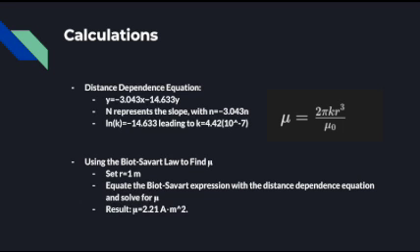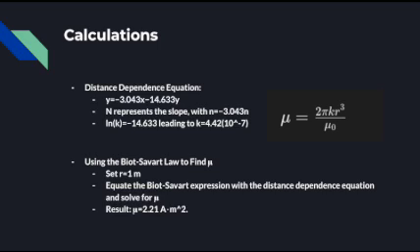These are my calculations for the distance-dependent equation. My fit was y equals negative 3.043x minus 14.363, and n represented the slope, so the slope was negative 3.043. And to find k, we took the natural log of y, which led me to get 4.42 times 10 to the negative 7th.